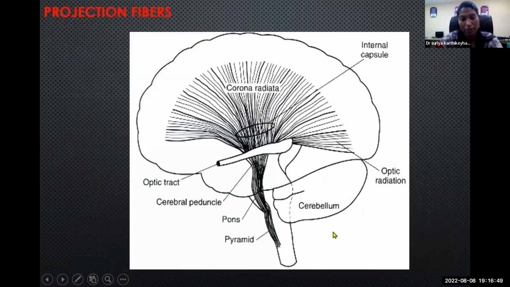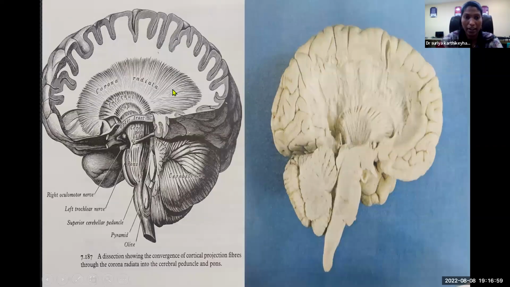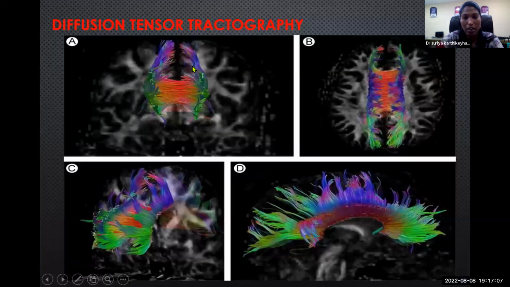Coming to the projection fibers. I told you, they connect the different parts of the nervous system. The corona radiata is one example of projection fibers. This is the corona radiata, the internal capsule, which is connecting the thalamus and all. All these are projection fibers.